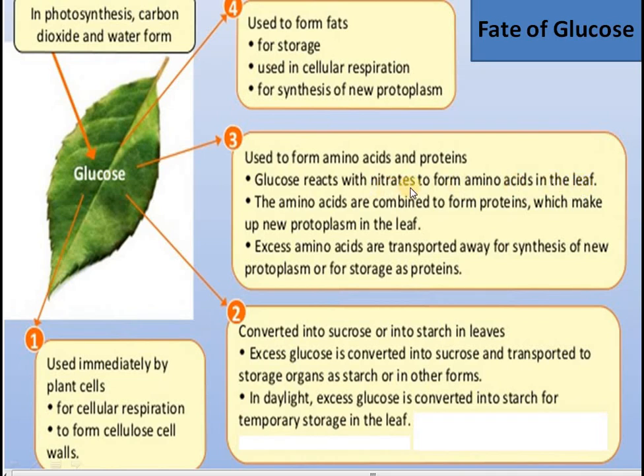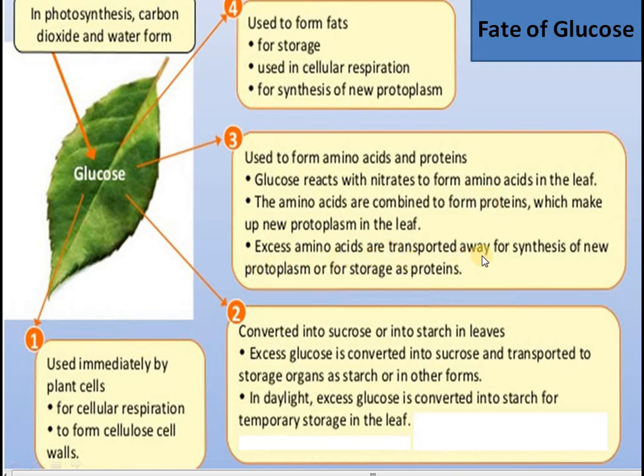If you remember that nitrates are absorbed by the root hair cell by active transport. This nitrate will combine with glucose to form amino acid. These amino acids would combine to form protein. This protein can be used to form new protoplasm in this leaf. If you remember chapter number 1, protoplasm means cell membrane, nucleus and cytoplasm. It means new cells can be formed if protein is present in the plant.